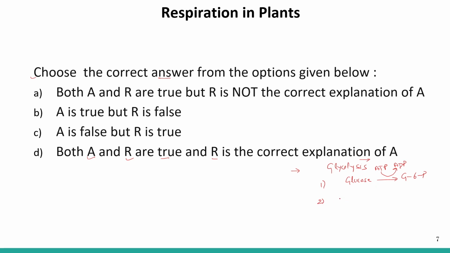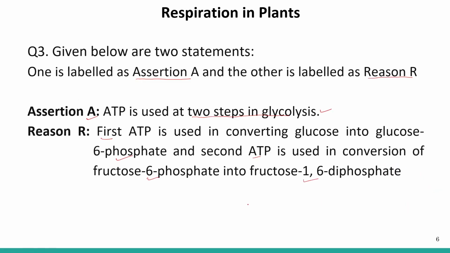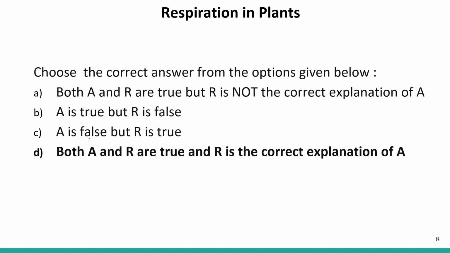The second ATP consumption is when fructose 6-phosphate is converted into fructose 1,6-diphosphate. Okay, this is also a phosphorylation step. Okay, and what is happening here? ATP is being used and getting converted into ADP. Alright, so these were the statements. Okay, so the correct answer is option D.